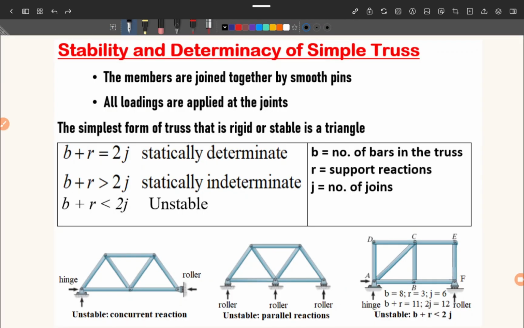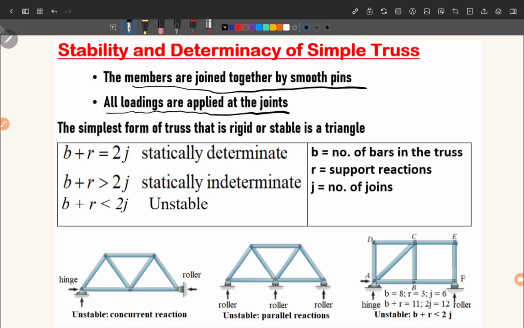In this lecture, we will learn how to determine the stability and determinacy of simple truss. You know that the truss is a structure in which the members are joined together by smooth pins. As every smooth pin will give you only two equations of equilibrium, sigma Fx equal to 0 and sigma Fy equal to 0. Another condition for the simple truss is that all loadings are applied at the joints. These are the conditions for the simple truss.